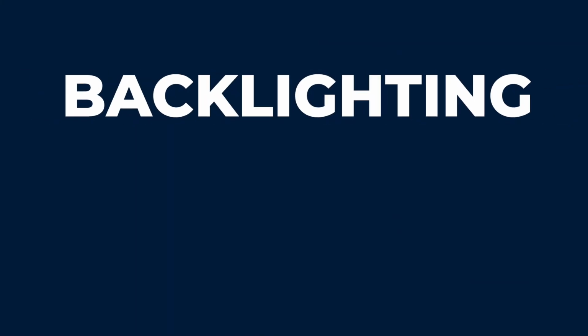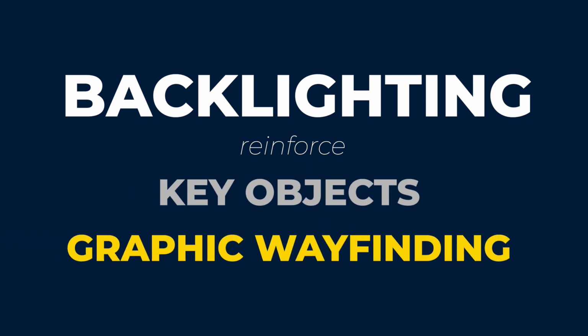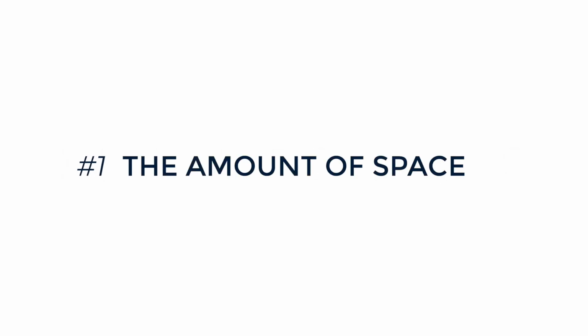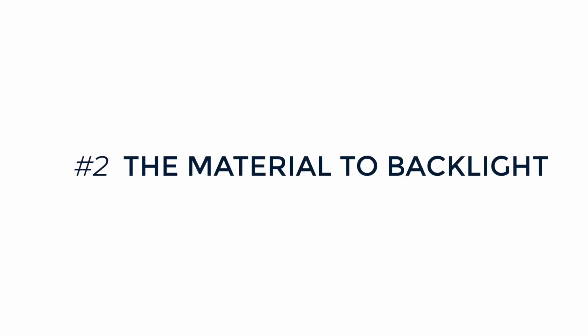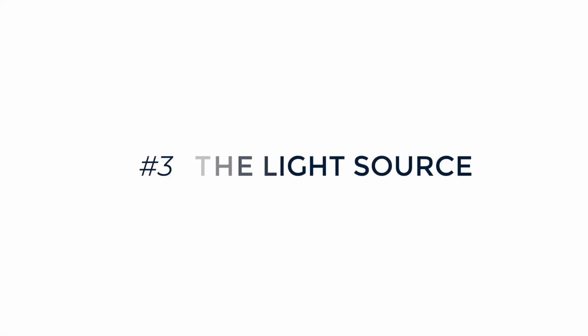What we really like to do is to use backlighting as a design tool and to really reinforce key objects within the space or to reinforce graphic wayfinding. I think there's three main properties. Number one is the amount of space. That's the depth between the glass and the back wall. The next would be the material itself, whether it's glass, plastic, resin, stone. And then finally, what are the light sources that you want to do? Typically, those would all be LEDs today. So I'll kind of break those down.